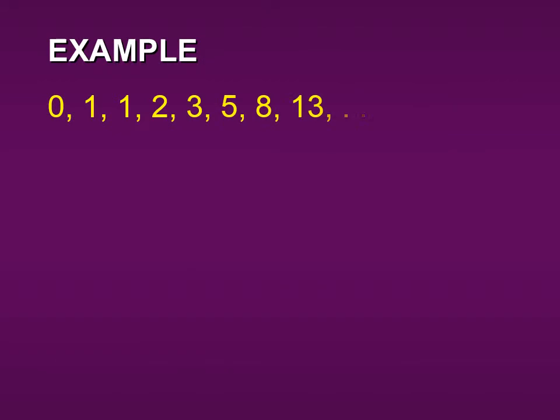So our Fibonacci sequence looks like 0, 1, 1, 2, 3, 5, 8, 13. So notice we got 8 by doing 3 plus 5. We got 3 by adding 2 plus 1. 5 we got from 2 plus 3. 13 was 5 plus 8. So you keep adding.